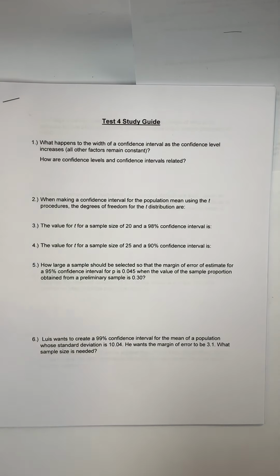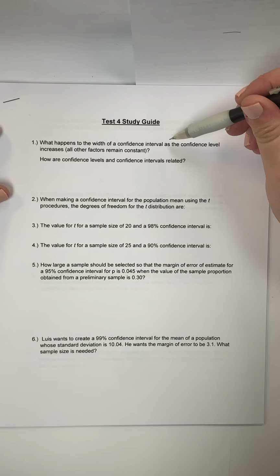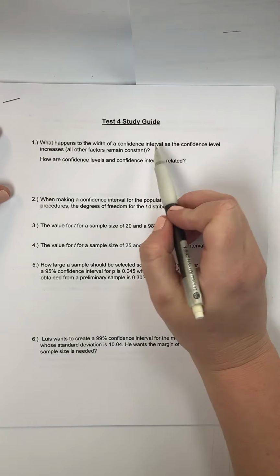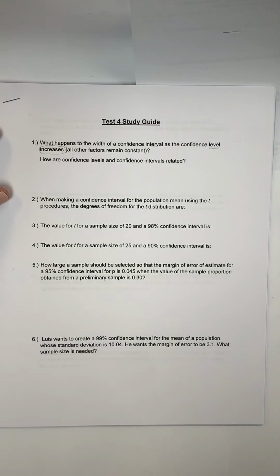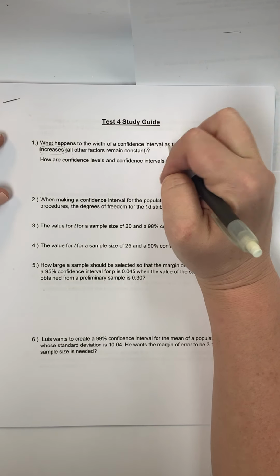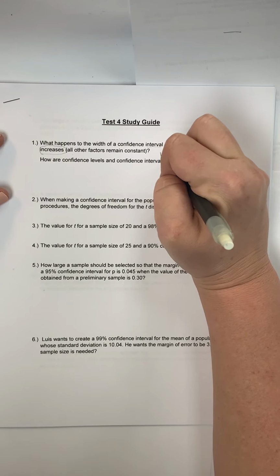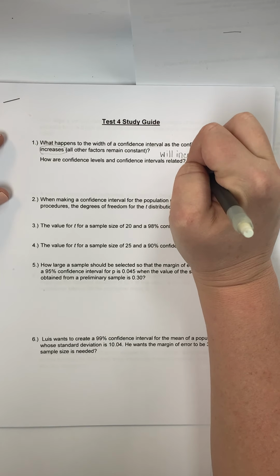All right, first question. What happens to the width of a confidence interval as the confidence level increases? And then just as a side note, all other factors remain constant. Okay, well, the confidence level will increase as well. So the width of the interval will increase as the confidence level increases.